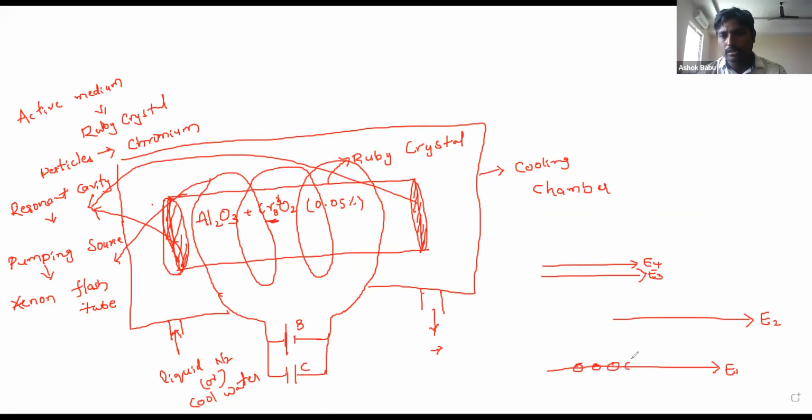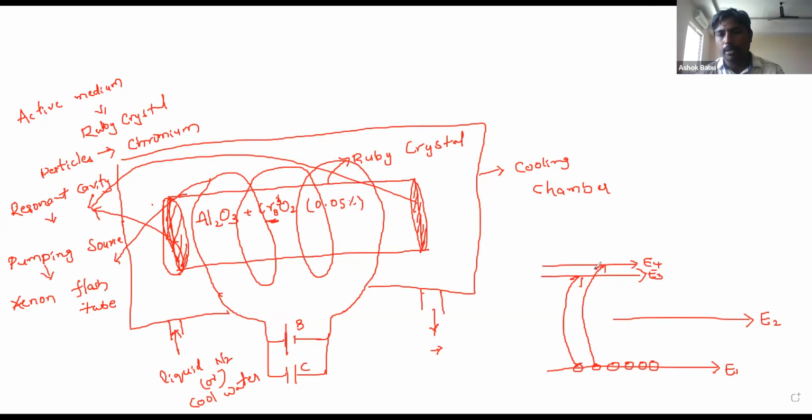So the chromium particles are in the ground state. When the capacitor bank is switched on, what will happen? Energy is circulated as flash lamp light within the flash tube. From the flash lamp, only green and blue light is absorbed by the chromium particles from the ground state, and they are excited to the higher energy state.